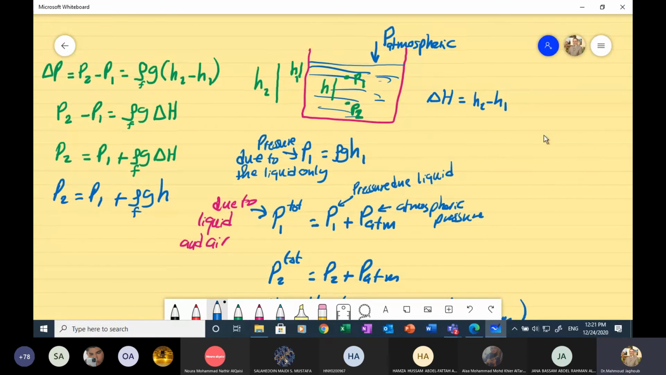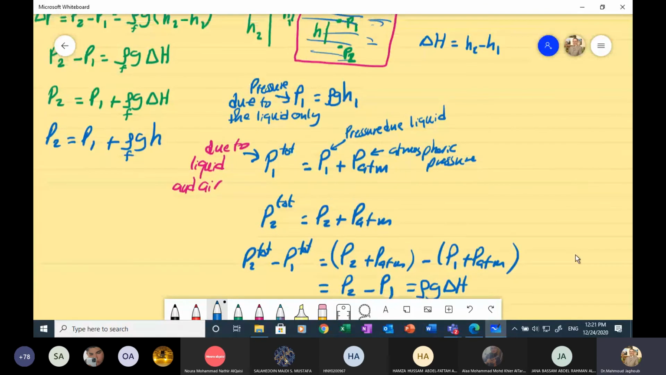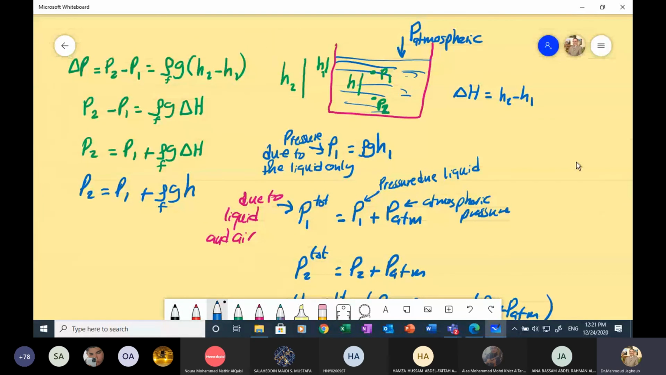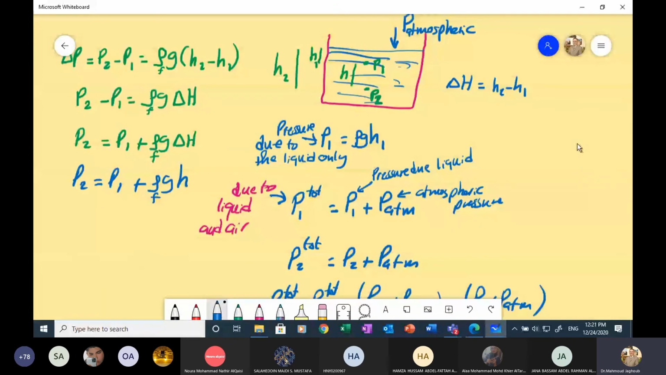Okay. Any questions? Next time we will continue and see what the relation is between the pressures of all points at the same depth below the surface of the water. We will do that next lecture. Do you have any questions before we break?